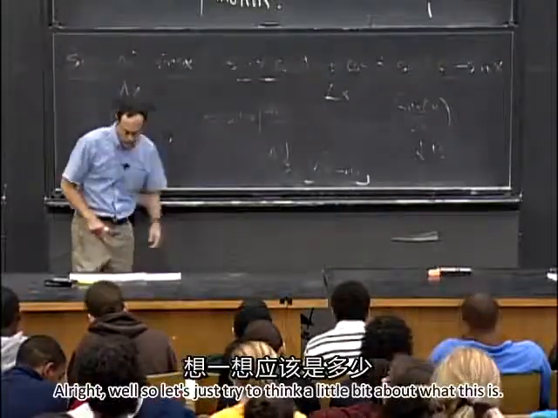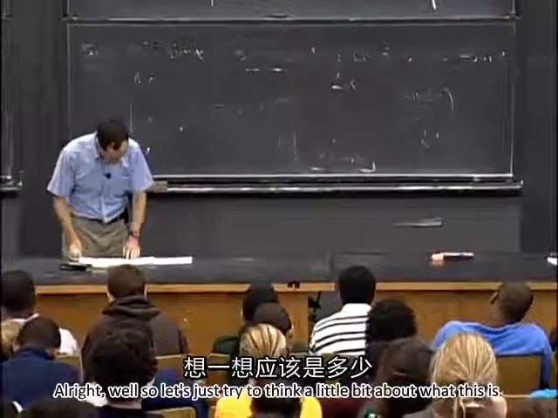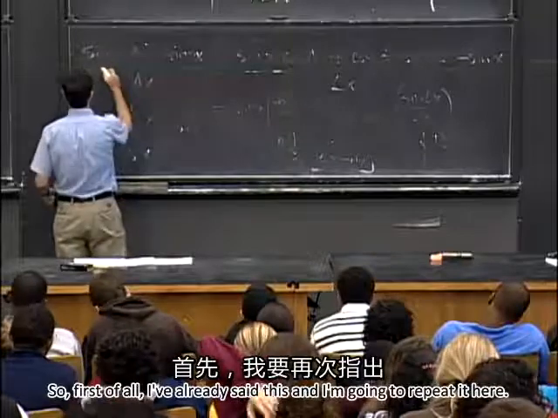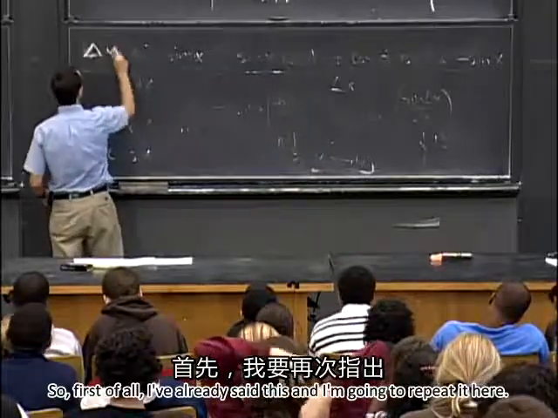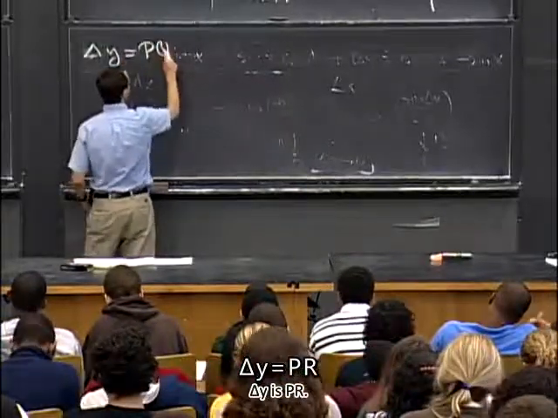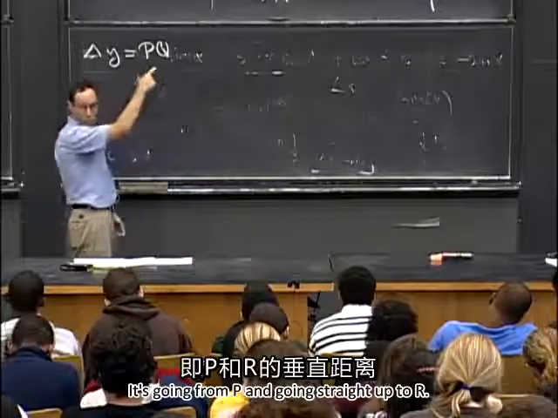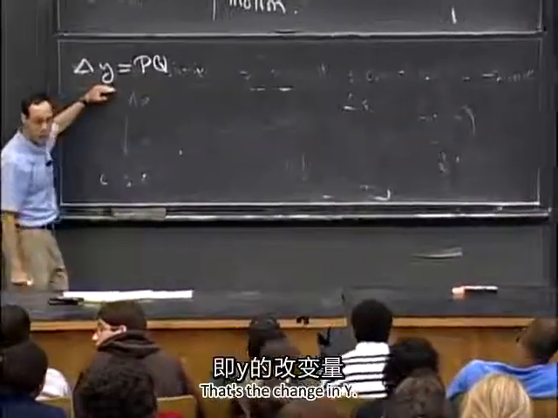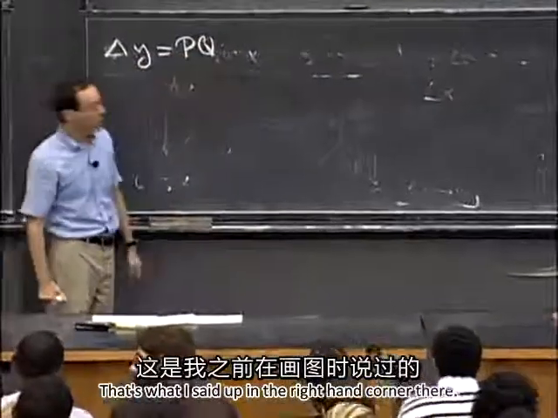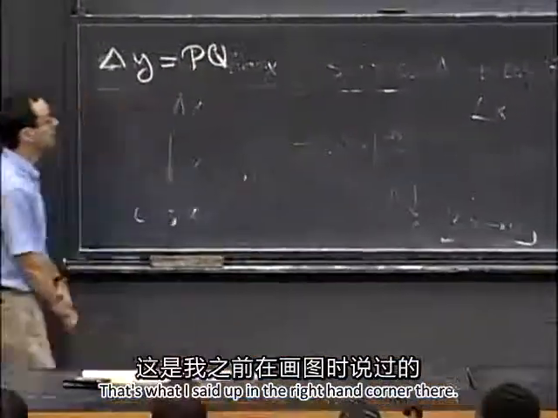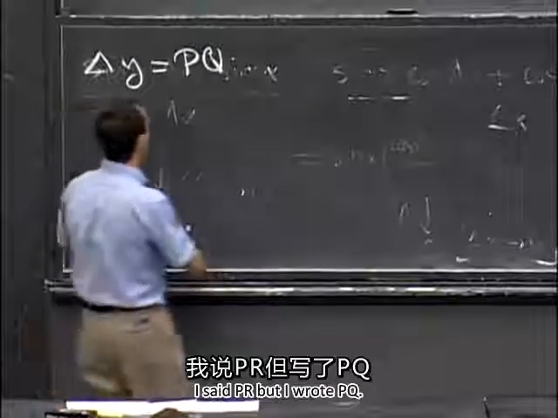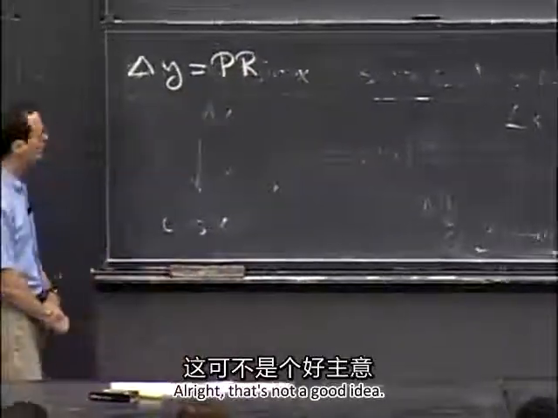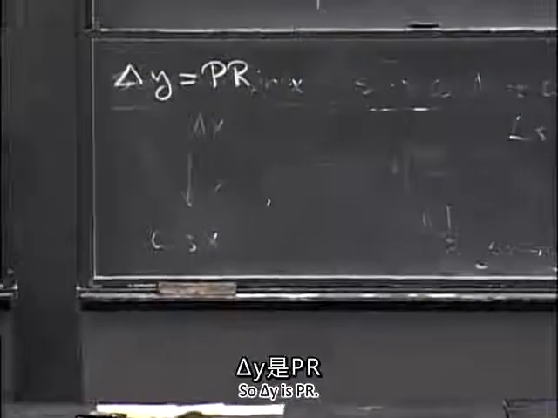All right, well, so let's just try to think a little bit about what this is. So first of all, I've already said this, I'm going to repeat it here. Delta y is PR. It's going from P and going straight up to R. That's how far y moves. That's the change in y. That's what I said up in the right-hand corner there. Oops, I said PR, but I wrote PQ, huh? All right, that's not a good idea. All right, so delta y is PR.